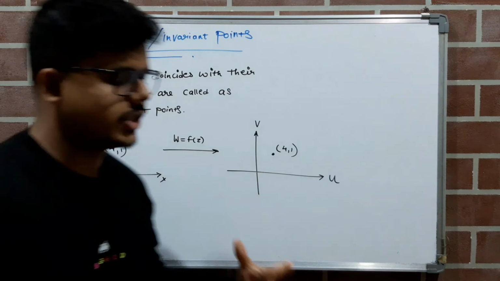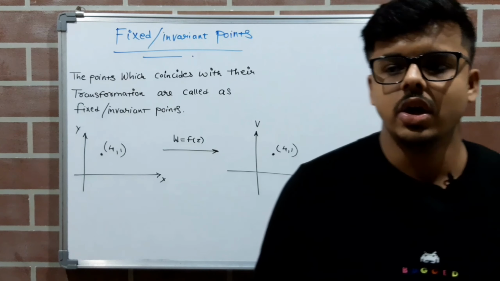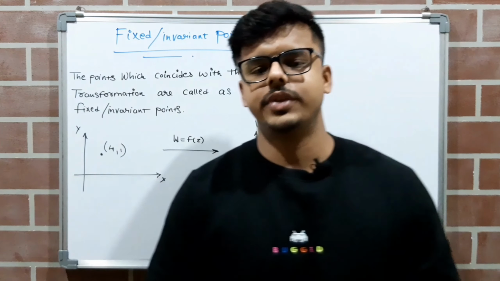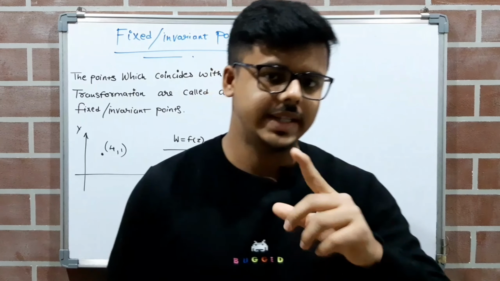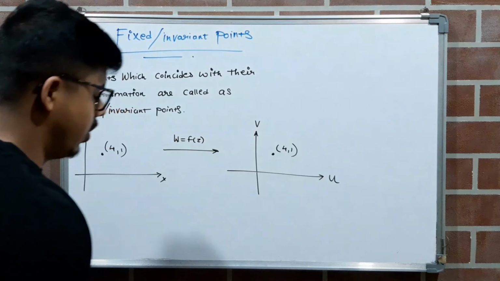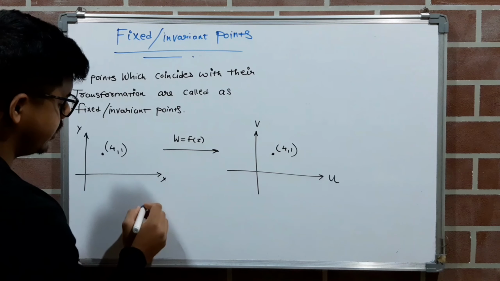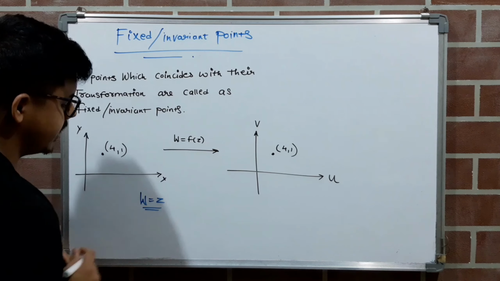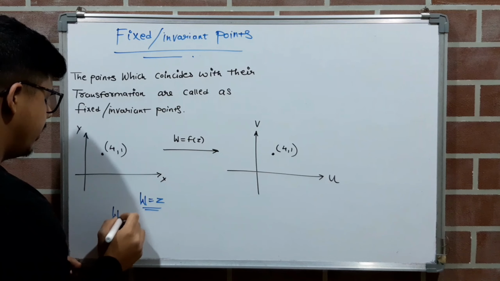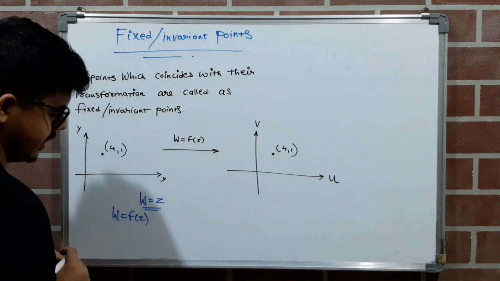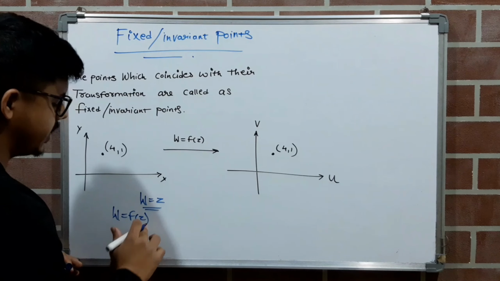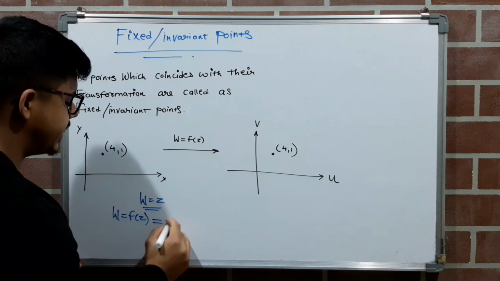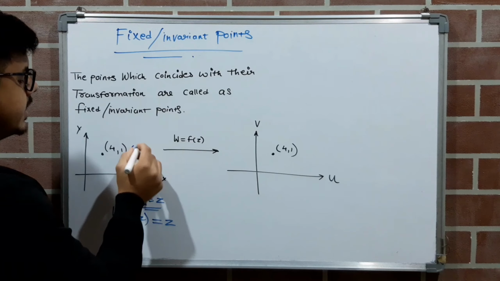So what is the formula or the trick to find these invariant points? In the examination you are asked to find the invariant points of a bilinear transformation. At that time you just need to replace w with z. Why are we replacing w with z? Because we are performing a mapping operation, and after performing this mapping operation we are getting the same point z which we had in the z plane.